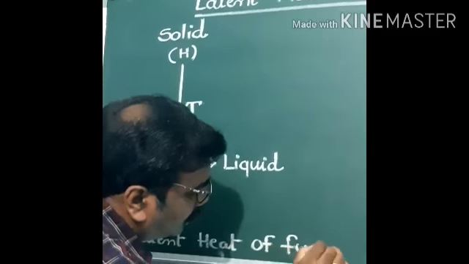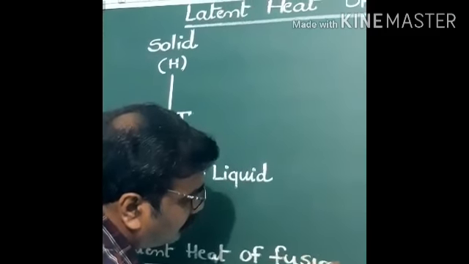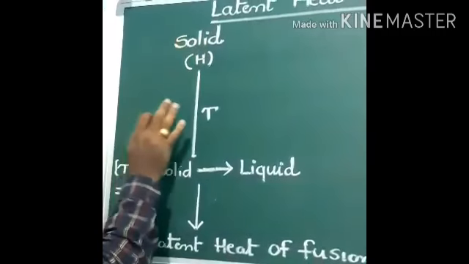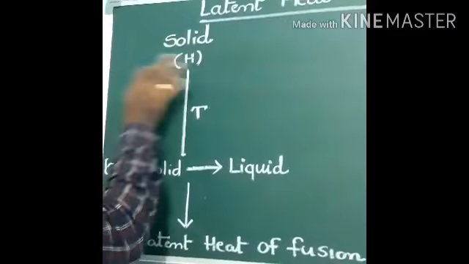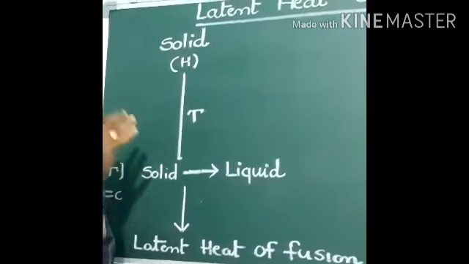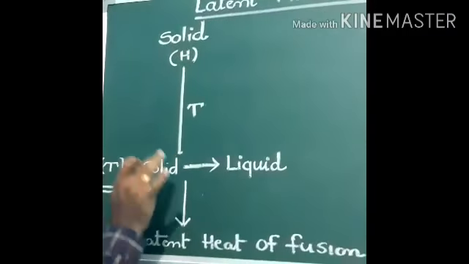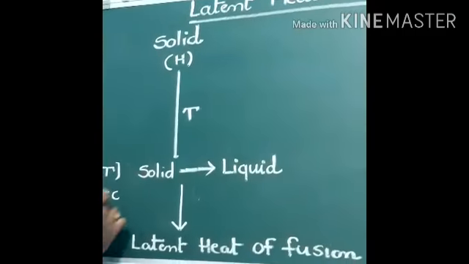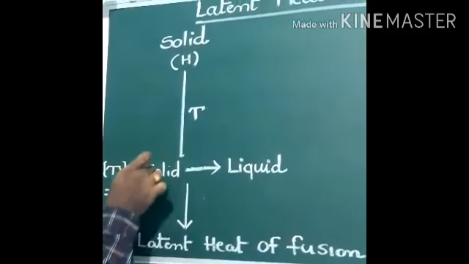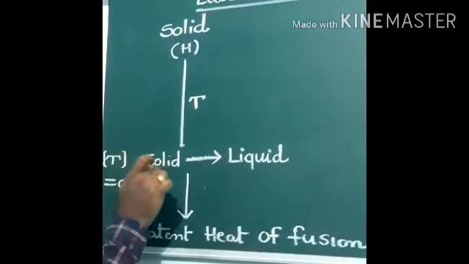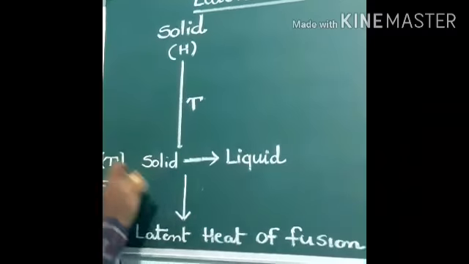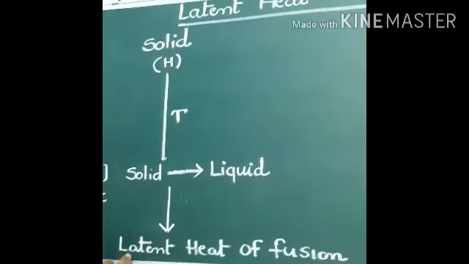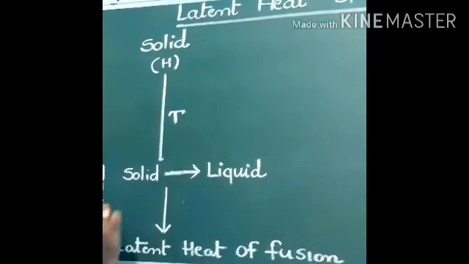Once again I am going to explain. Heat is given to the solid. Inside particles get kinetic energy and the temperature also increases up to one particular level. At a particular level, what happens? Temperature becomes constant and here the solid state is converted into a liquid state. The given heat, the utilized heat, can be called latent heat of fusion.